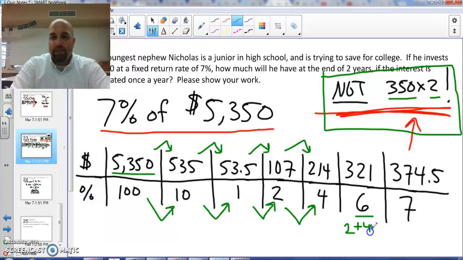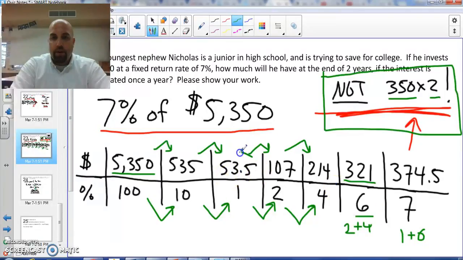Why am I going to find 6? Well, I know 1 and I want to know 7. So 1 plus 6 is going to give me 7. So I really think that 6 is going to help me out here. I know 2 plus 4 is 6. So I'm going to take my 2%, which is 107, and I'm going to add it to my 4%, which is 214. Well, 100 plus 200, 300, and 7 plus 14 is 21. So 6% was $321.